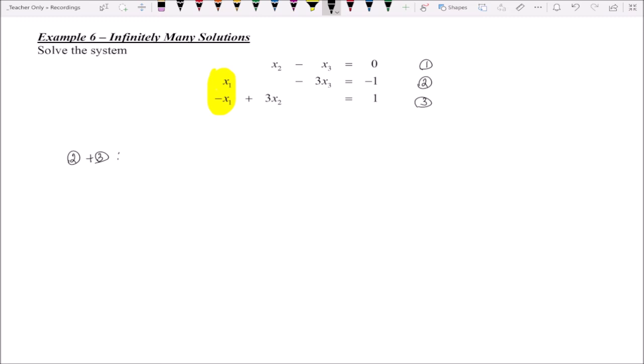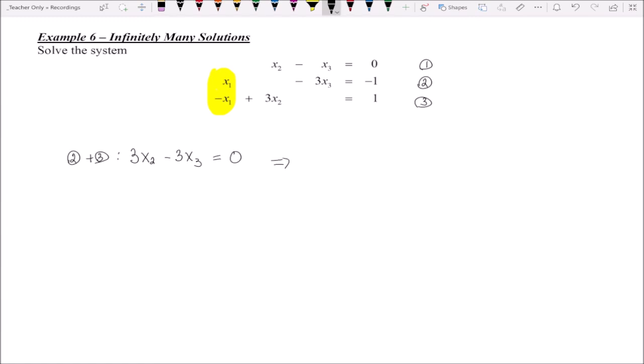x1 minus x1 drops out. We're left with 0x2 plus 3x2, negative 3x3 plus no x3, and then negative 1 plus 1 is 0. Then we can write this as equation 4. We have a new system.